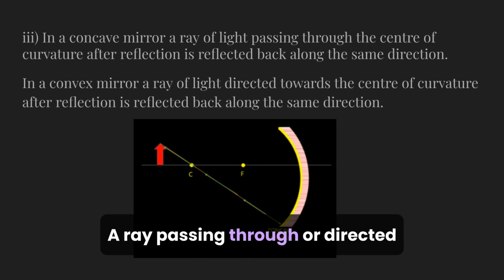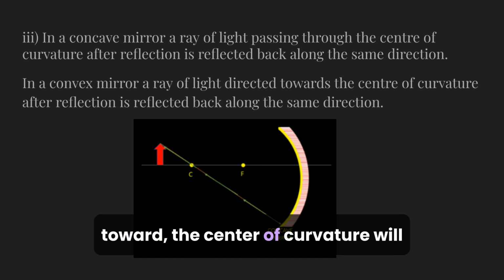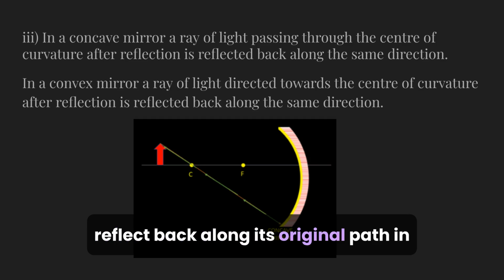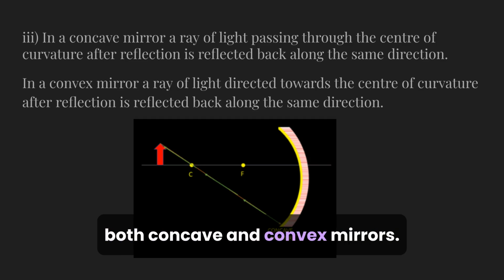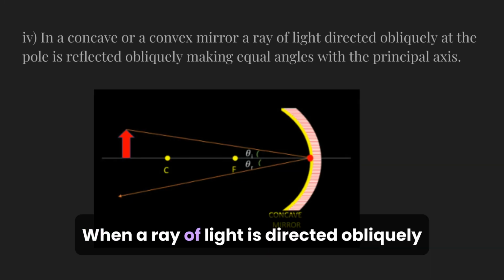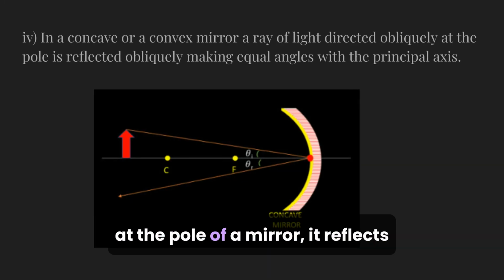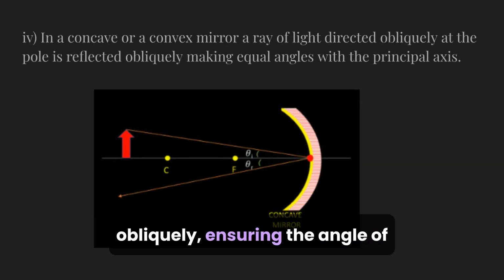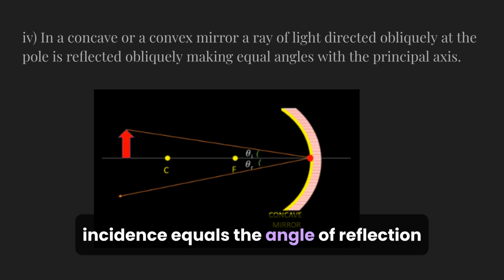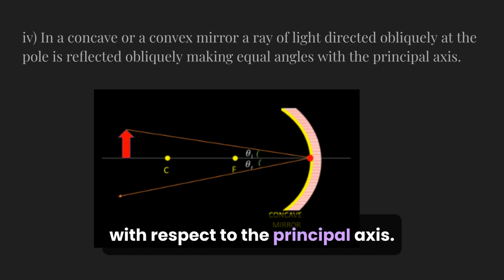A ray passing through or directed toward the center of curvature will reflect back along its original path in both concave and convex mirrors. When a ray of light is directed obliquely at the pole of a mirror, it reflects obliquely, ensuring the angle of incidence equals the angle of reflection with respect to the principal axis.